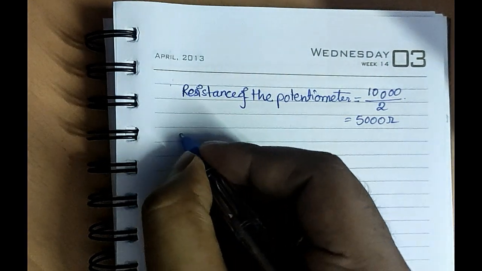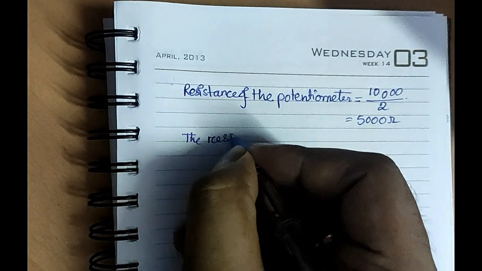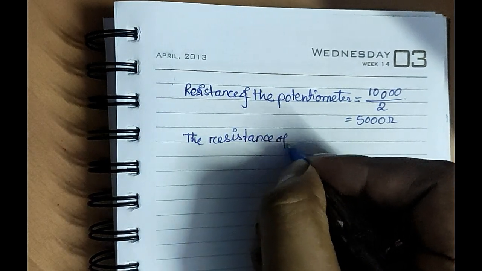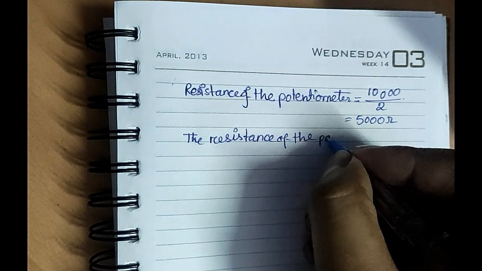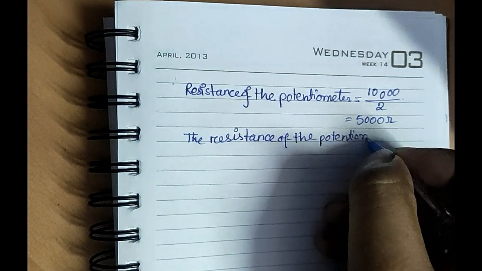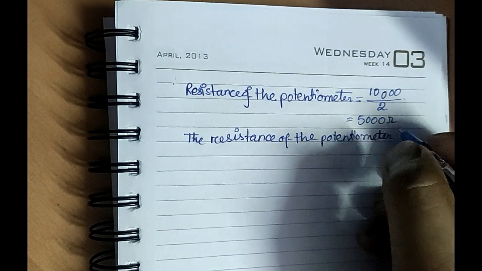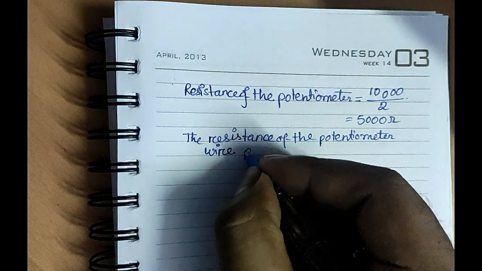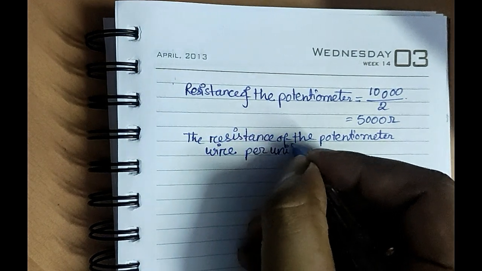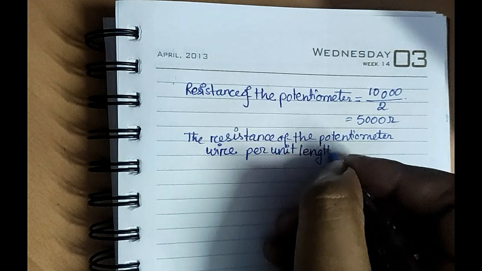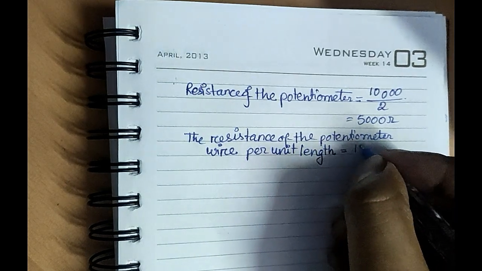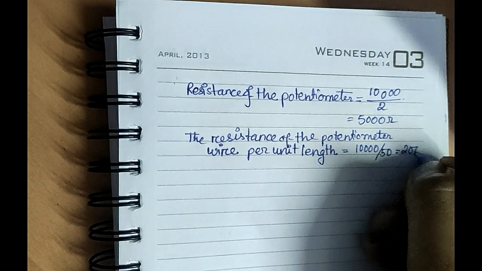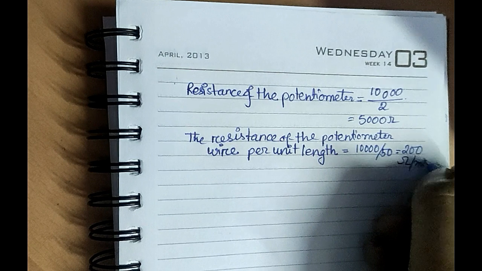Then you have to find the resistance of the potentiometer per unit length. That will be equal to 10,000 by 50, that is 200 ohm per mm.